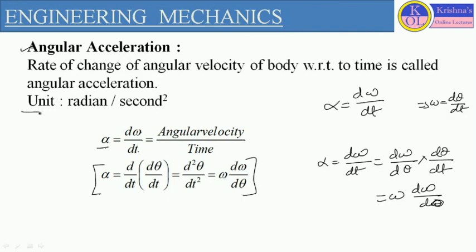Now the unit we can define as radian per second square. Radian per second we define as the unit of angular velocity. So radian per second square will be the unit of angular acceleration. So these are some basic terms which are related to the concepts of rotation.